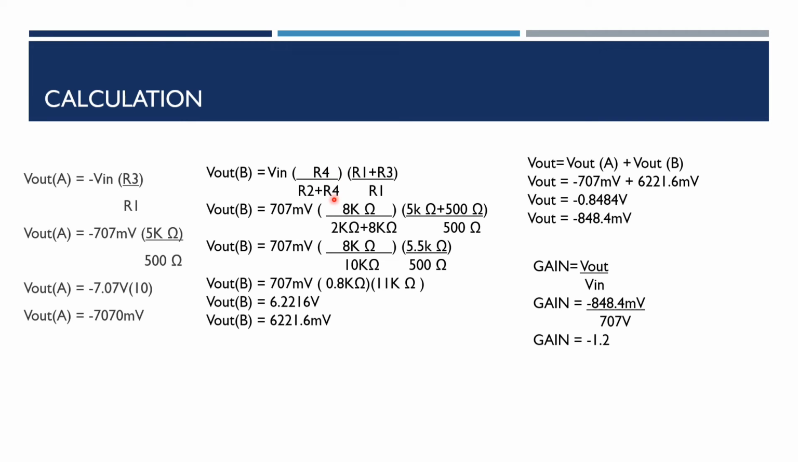Vout B is Vin multiplied by R4 divided by R2 plus R4, and multiplied by R1 plus R3 divided by R1. Vout B gets 62221.6 millivolts, and Vout A plus Vout B gets negative 8.4 millivolts. For the gain, Vout divided by Vin gets negative 1.2.